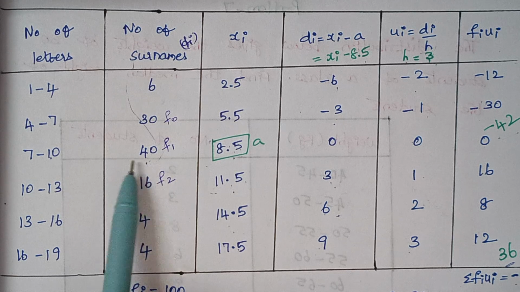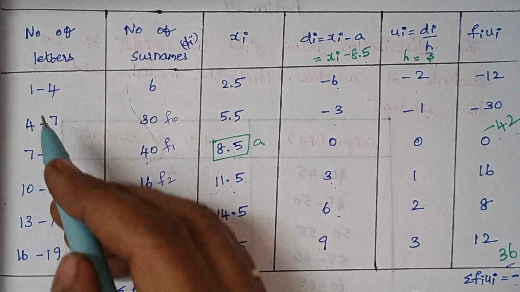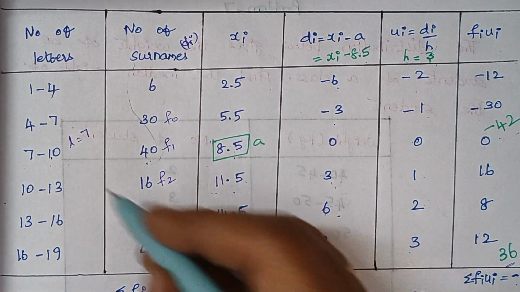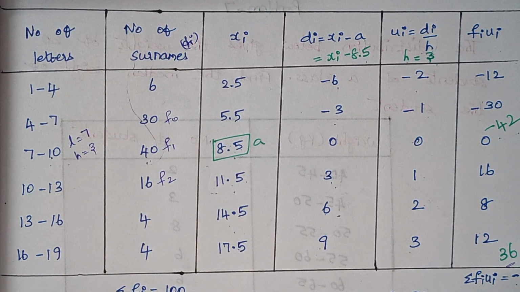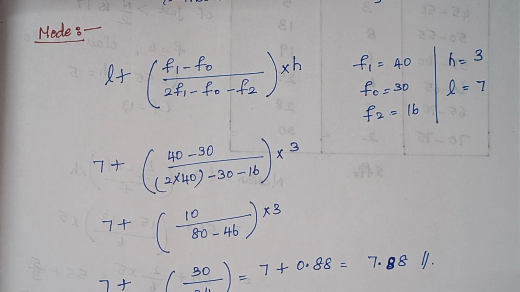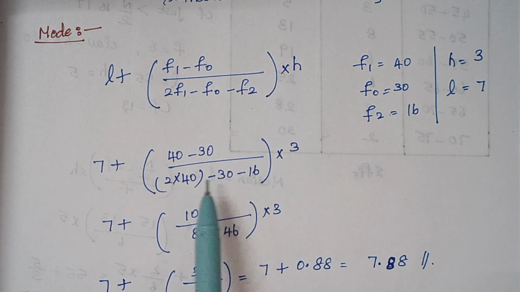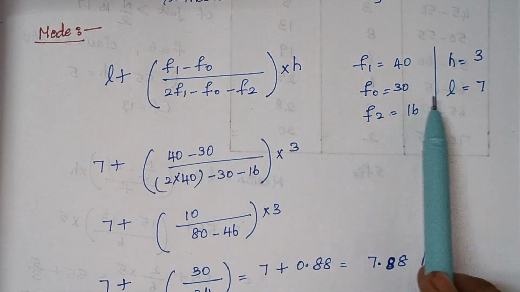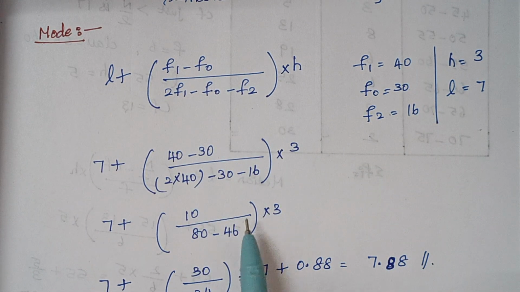So the class corresponding to the maximum frequency is 7 to 10. So here in this case, what is the value of L? The value of L is 7. And what about the H? Again, the value of H is 3. Okay, 10 minus 7 gives you 3. So here substitute the values. Okay, 7 plus 40 minus 30 divided by, that is F1 is 40 and F0 is 30. Okay, everything just list it down. And now you can directly substitute it in the formula.